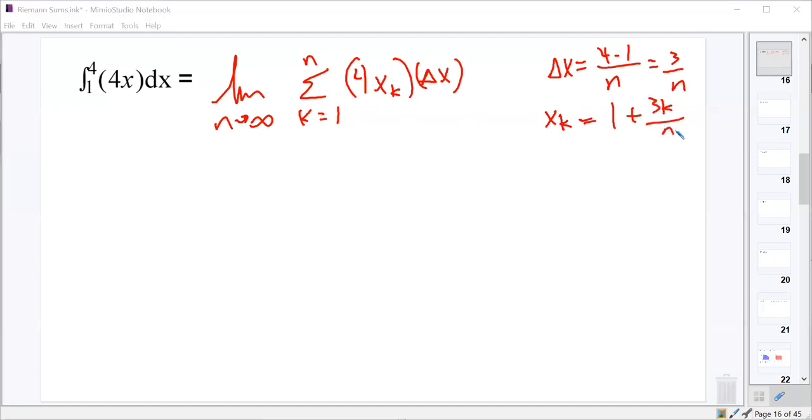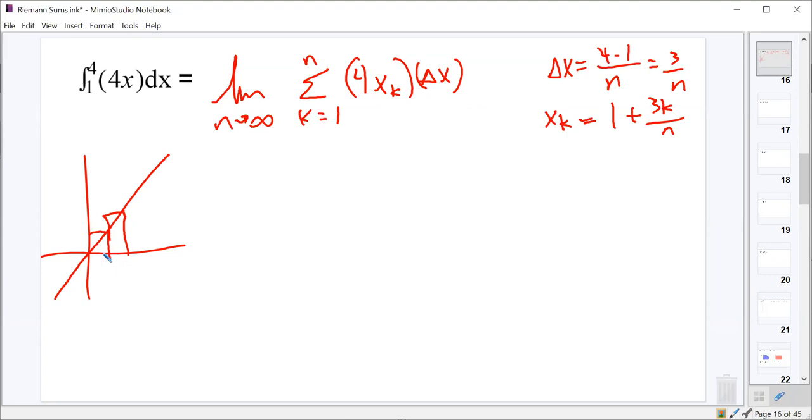So we got to be careful. In the last one, we were starting at 0. So if I was starting at 0, for the first rectangle, I go over just from 0 to the end of that first subinterval, which in this case would be 3 over n. But that's not what I've got going on here. I'm starting at 1. So my first rectangle actually comes from 1 plus 3 over n. So our next one ought to be 1 plus 3 over n plus another 3 over n. Or our kth one ought to be 1 plus 3k over n.